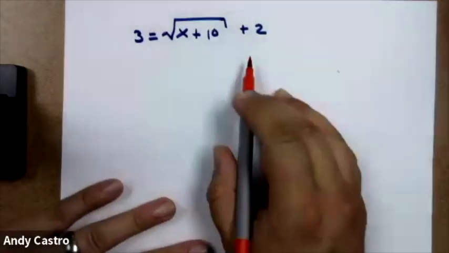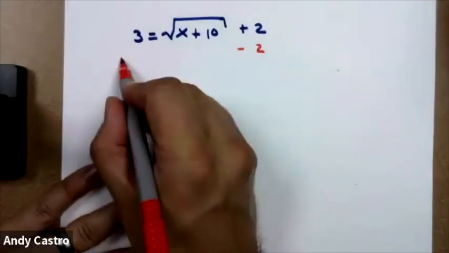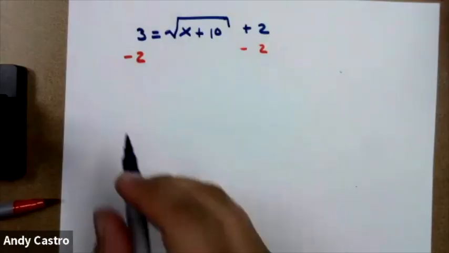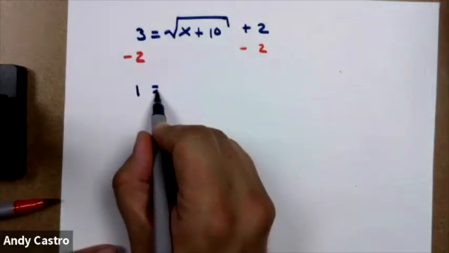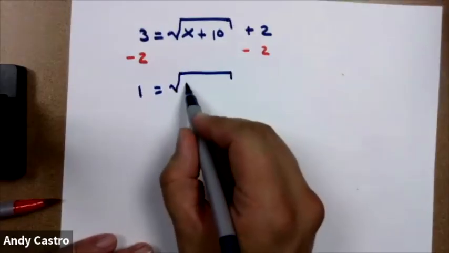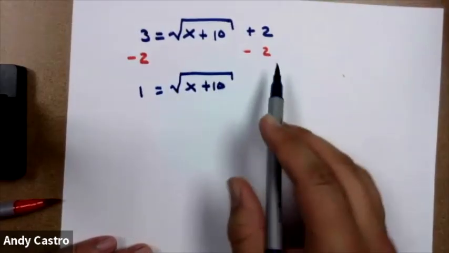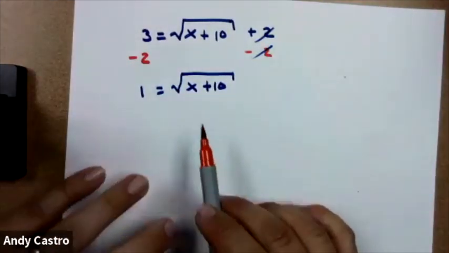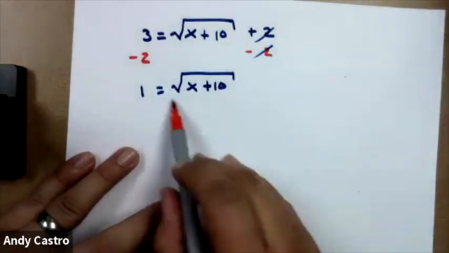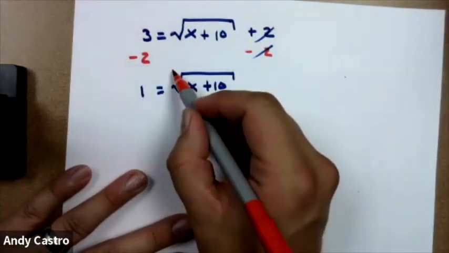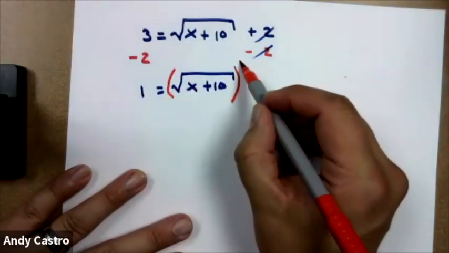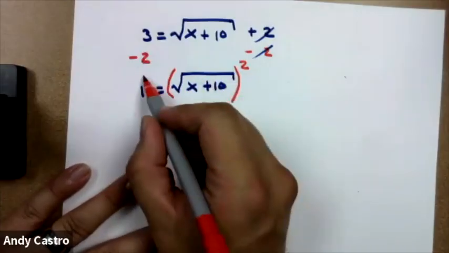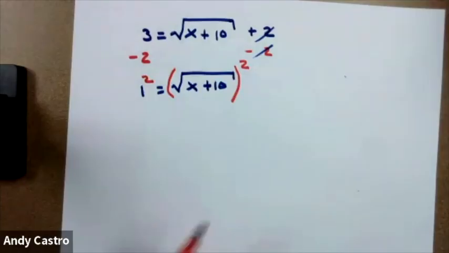The first thing I'm going to do is subtract the 2 from both sides. That is going to leave me with 1, 3 minus 2, and over here, the square root of x plus 10. Over here, that 2 is going to cancel. Now what I have is something equal to a root. So I can take this and square it. And if I square the right side of the equation, I have to square the left side of the equation.